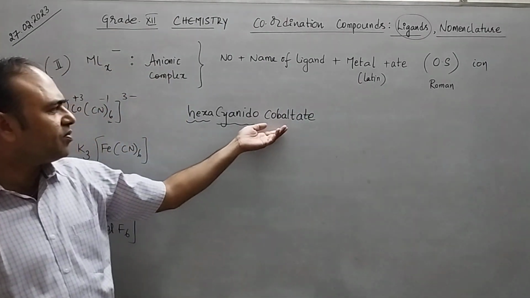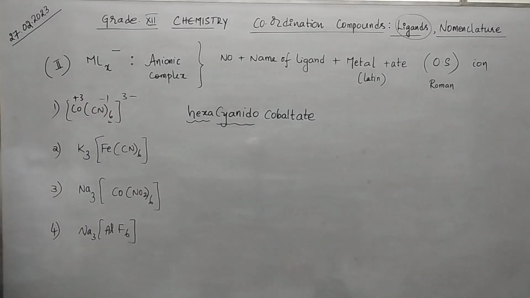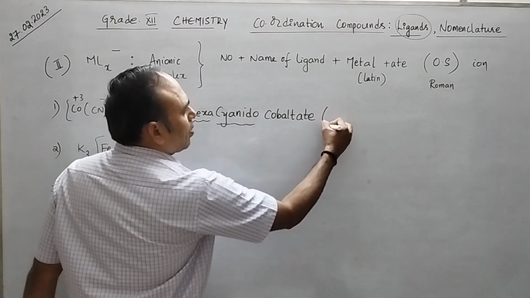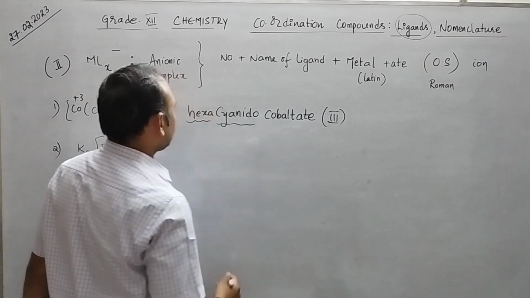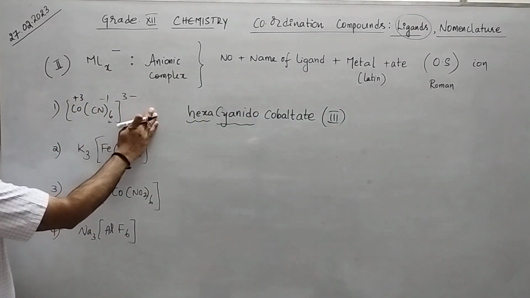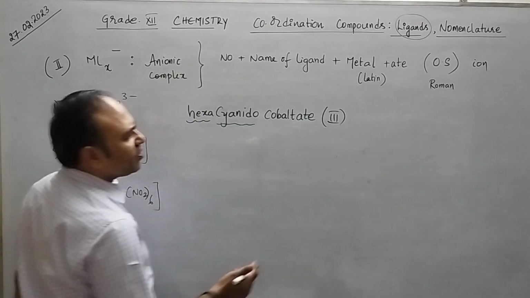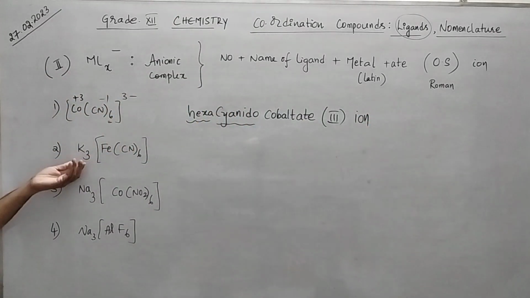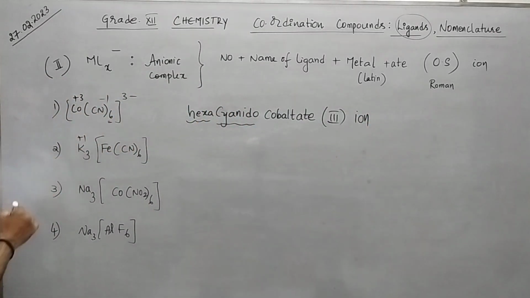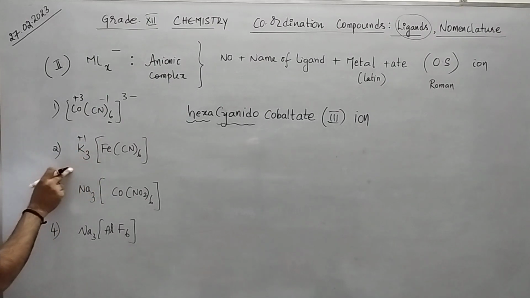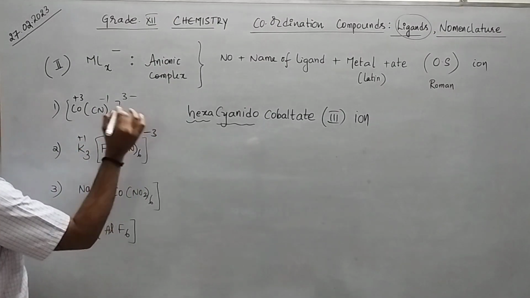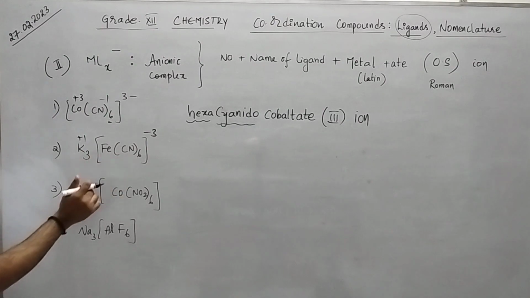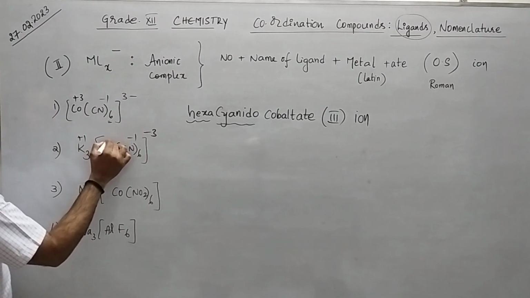Both in Latin as well as English it is same, so cobalt. Cobaltate, Roman number 3, and here there is no positive ion given, hence we can write it as ion. Hope you have understood this. And now here it is +1, total charge here is +3, hence this will become -3. So anionic complex. Cyanide -1, this is X.